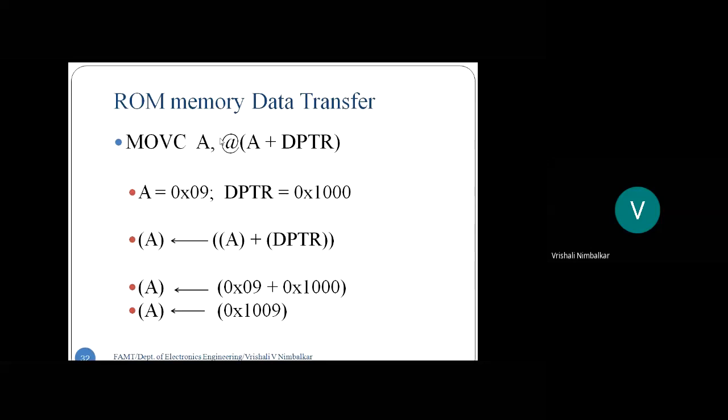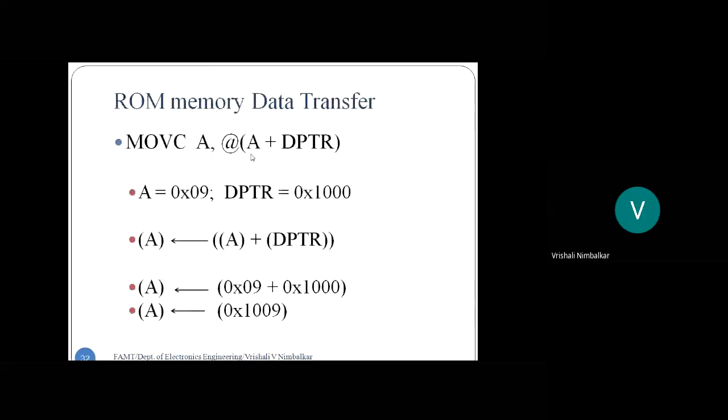MOVC A, @A plus DPTR. So see here, indexed addressing mode. MOVC, C for code memory, program memory. And the second example is MOVC A, @A plus PC. These are the only two examples for ROM memory data transfer.